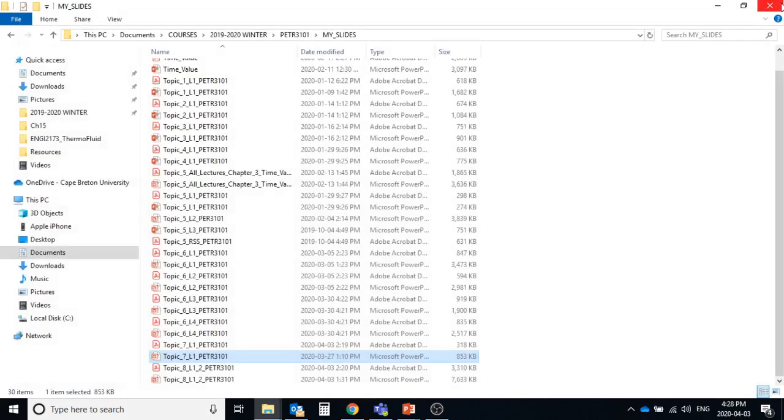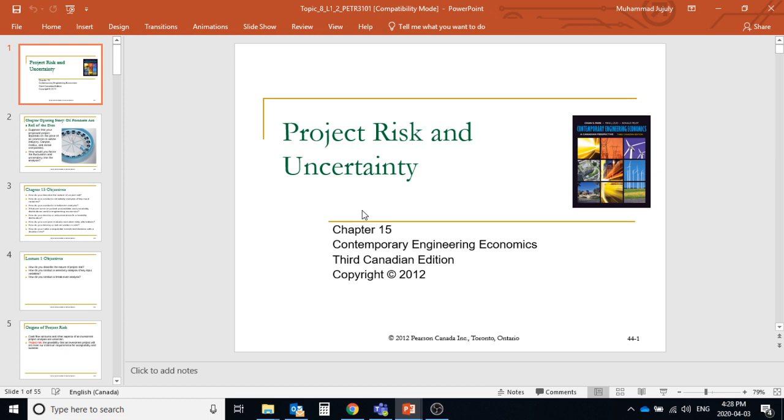Now the final topic in our syllabus is project risk and uncertainty.